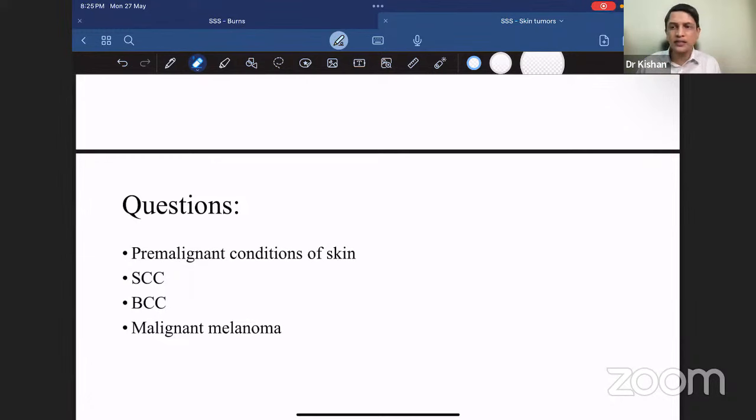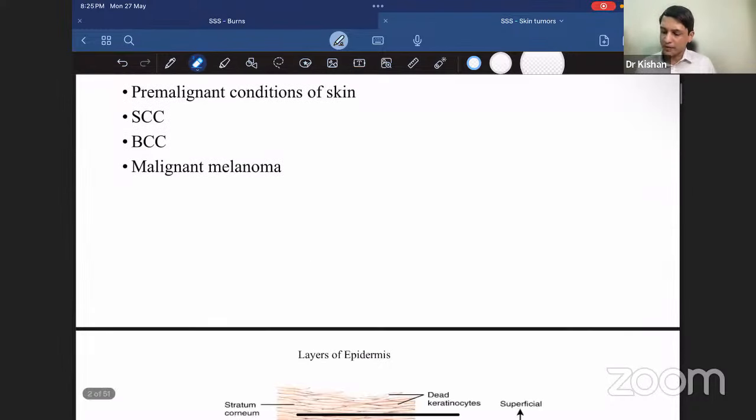Second thing is, they'll specify some malignancy and ask you to write in detail on SCC, that's squamous cell carcinoma, basal cell carcinoma, and the third thing is malignant melanoma. We'll see one by one.